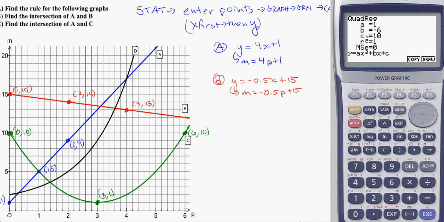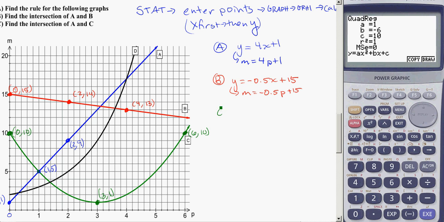And I'm going to write my equation. So for equation C, we have y is equal to 1x squared minus 6x, because it's a negative 6, plus 10. That's my rule. Putting it into context, m is equal to p squared. You don't have to write the 1, but you can, but I'll leave it off. M is equal to p squared minus 6p plus 10 for my rule.